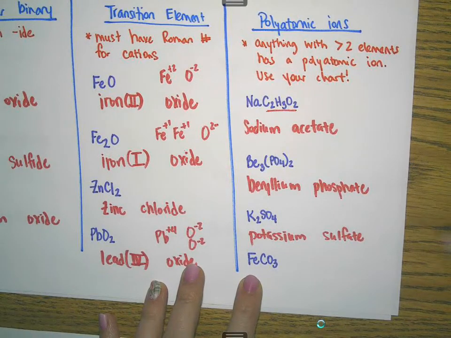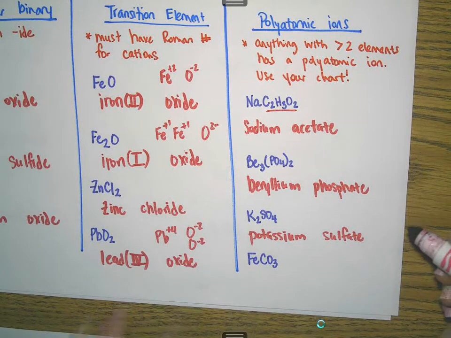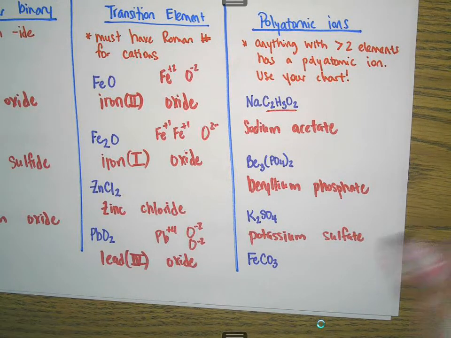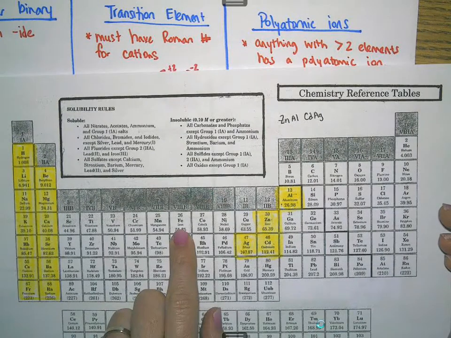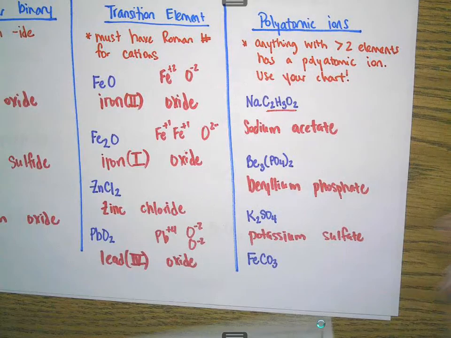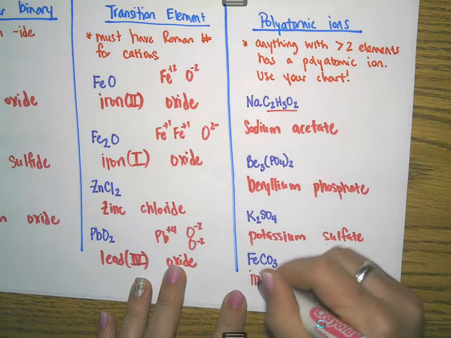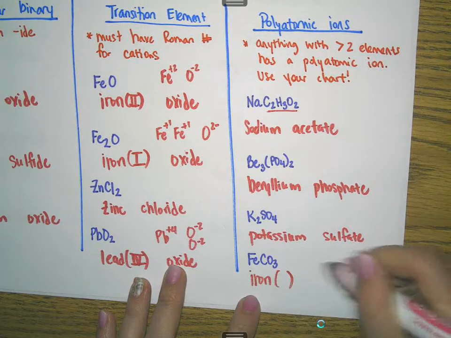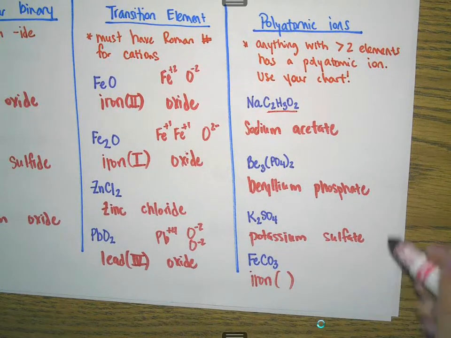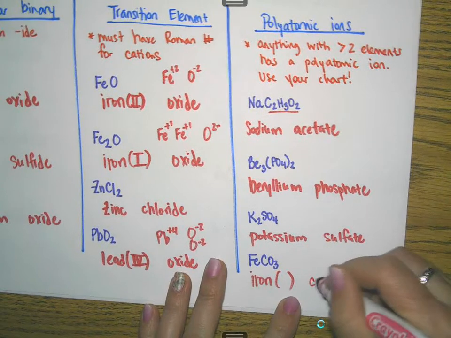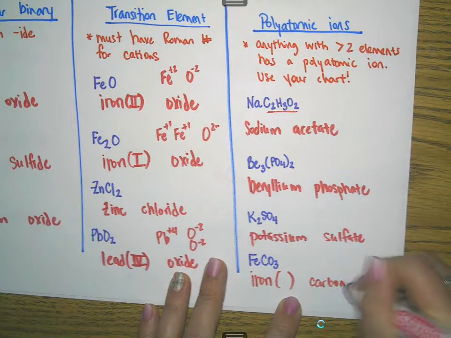FeCO3. I look this one up and I see that it's not a group 1 or group 2 metal and it's not one of the 4 that I mentioned. It sits right there. That means it will have to have a Roman numeral. So it's going to be iron something. If I look up CO3 on my polyatomic ion table, it's called carbonate.